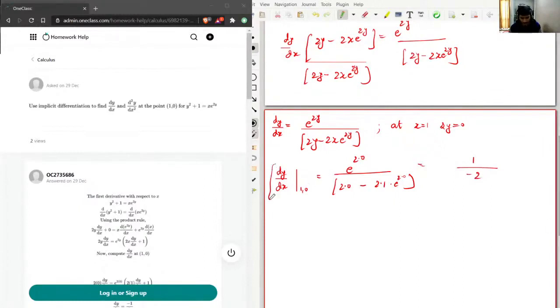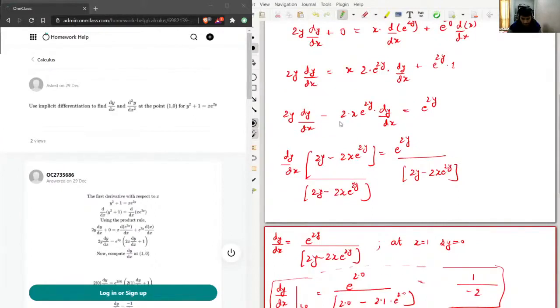So the value of dy by dx at (1, 0) for this equation is negative 1 over 2. Now we'll be using this value also in later steps. So we have completed half of the problem. Now I'll continue with the other part.